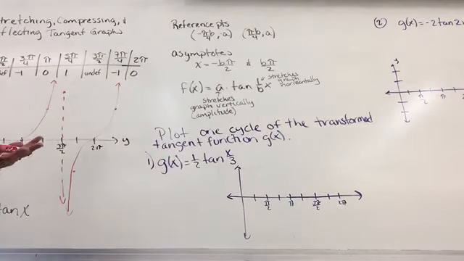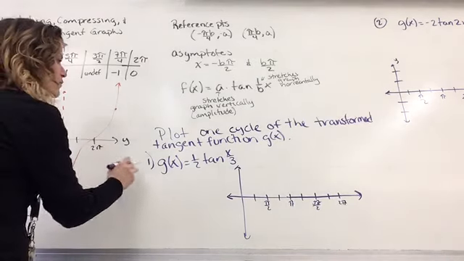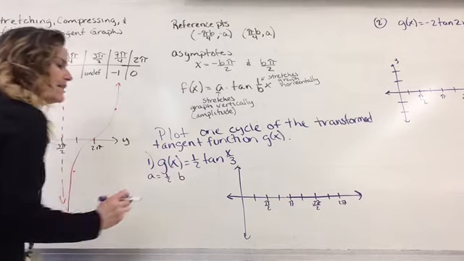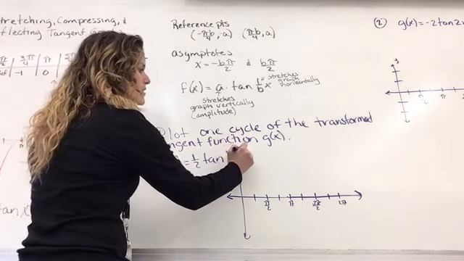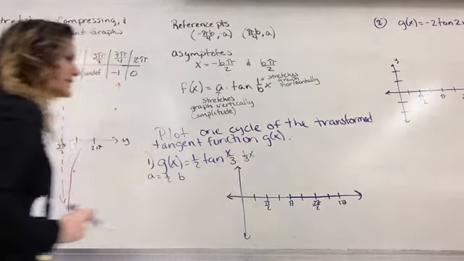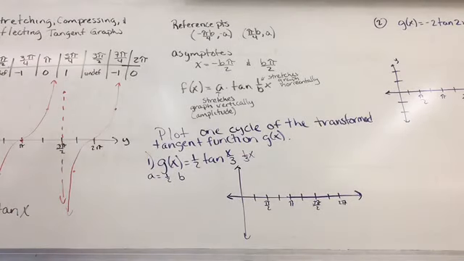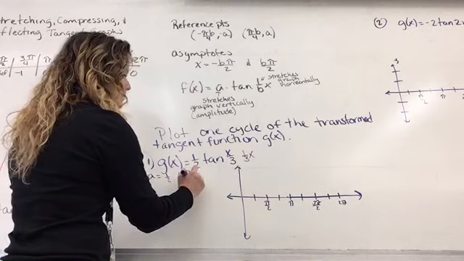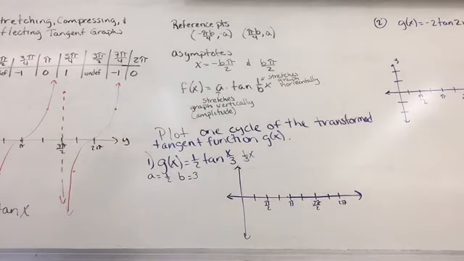Okay, so important things here. We need to look at our reference points. So we need to know that a in this case is 1/2, and that b, well remember this is 1/3 times x, and that's 1 over b, so that means that b is really 3. And we're going to use this to find our reference points.